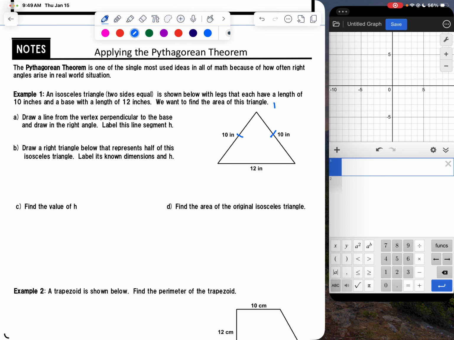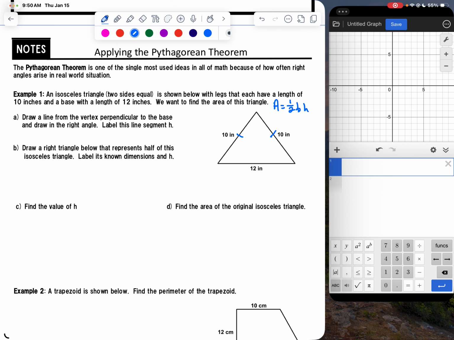Now, the area formula for a triangle is area equals 1/2 base times height. We know the base of this triangle is 12. Unfortunately, we do not know the height of the triangle. So in this problem, we're going to use the Pythagorean Theorem to help us find the solution.